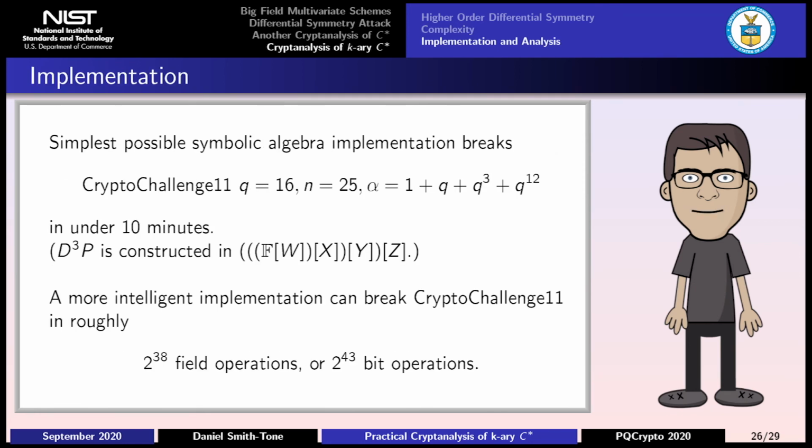I made the absolute simplest possible implementation of this attack and applied it to the Crypto Challenge 11, and broke it in under 10 minutes on what I can only assume is an ancient steam-powered Apache server at my university. I did nothing clever and just used symbolic algebra over a polynomial ring whose coefficients are polynomials of polynomials of polynomials. If it were not so tedious, I could have implemented the entire attack as a linear system, and it would have taken about 2 to the 38 field operations, or about 2 to the 43 bit operations.